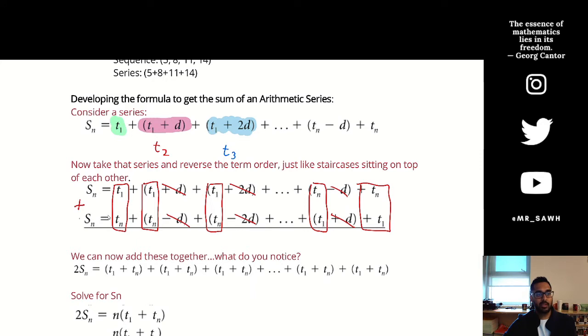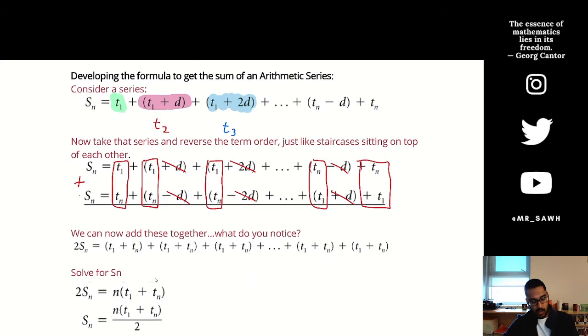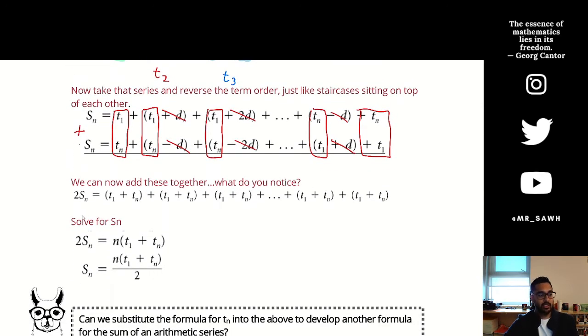That red box will occur n number of times, however many terms you have, which is what you can see down below. So this is what happens when we add them together. We get a bunch of T1s plus Tn's. Now if you isolate this equation for Sn, if I simplify it a little bit, we have n of these, right? We have n times T1 plus Tn.